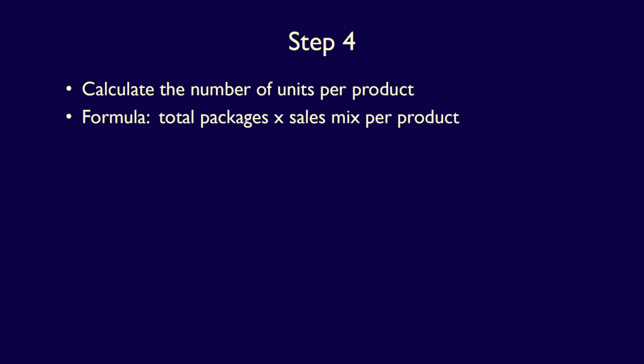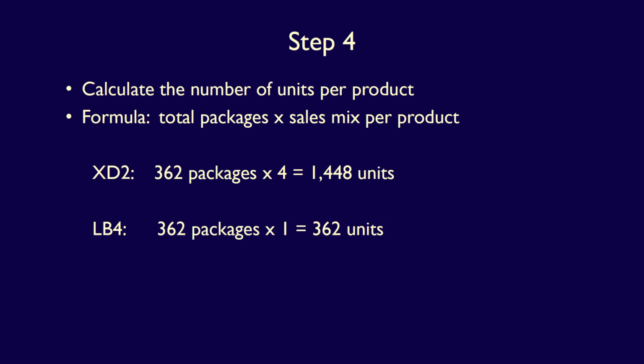Step 4 is to calculate the number of units per product that we have to sell in order to break even. We know the number of packages we need to sell, but we have to translate that into how many units we have to sell of each product. The formula is total packages multiplied by the sales mix for each product. For XD2, 362 packages multiplied by 4 is equal to 1,448 units. We can also do this for LB4. 362 packages multiplied by 1 is equal to 362 units.